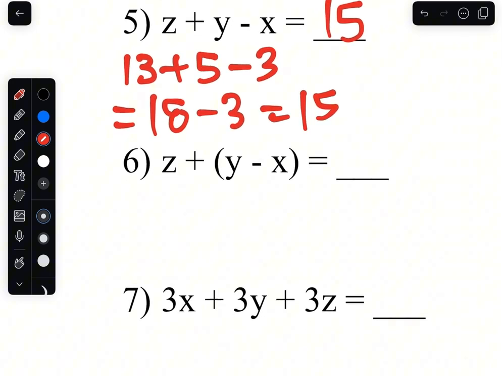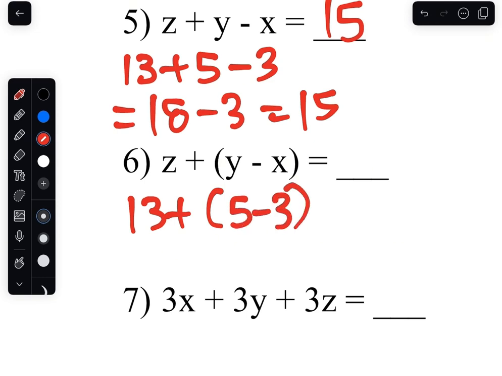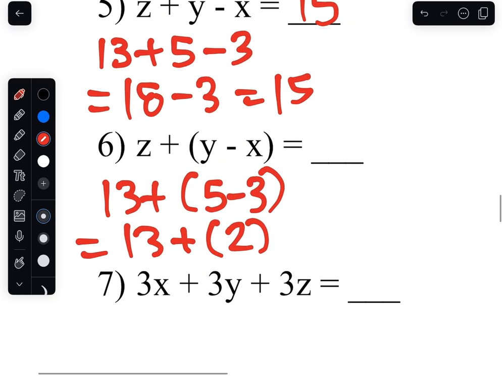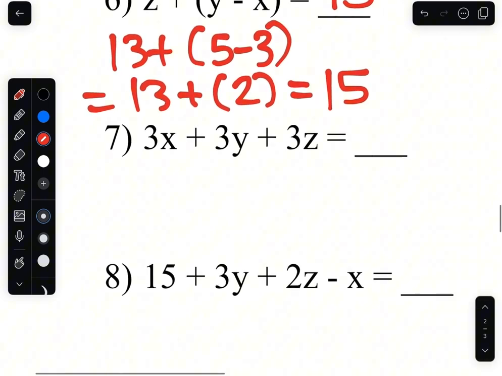Number 6, z plus parentheses y minus x parentheses. 13 plus parentheses 5 minus 3. We subtract 5 minus 3 first because PEMDAS. So, and then we're left with 13 plus 2. 13 plus 2 is 15, so the answer for number 6 is also 15.